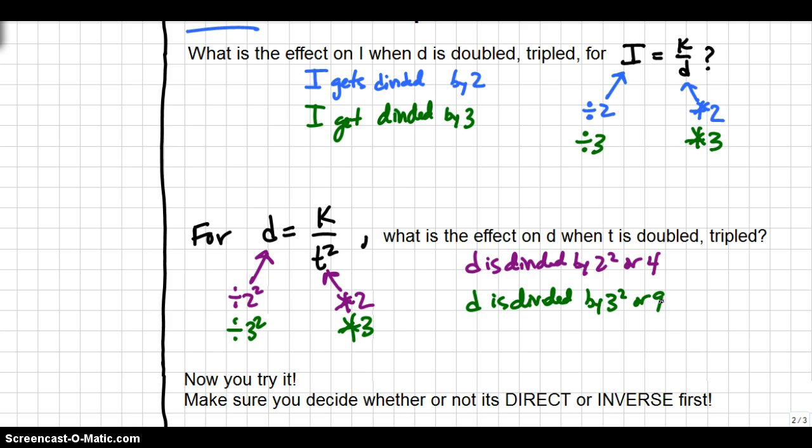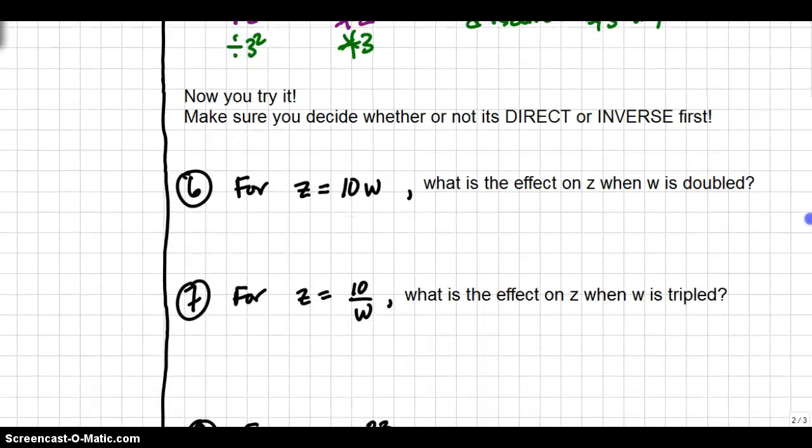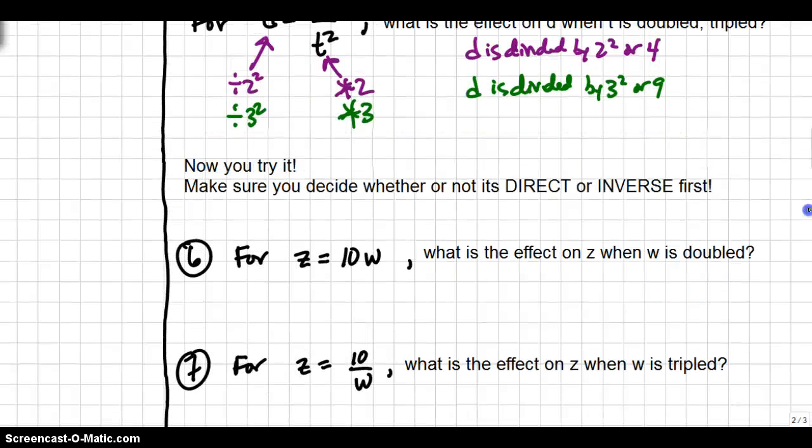So I'd like students to give this a try now. I'm going to give them a mixture of direct and inverse problems to try on their own. Before I have students try them, I just want to quickly review the steps that they want to take. The first thing you should do is decide if it's direct or inverse, because that will dictate how you're going to answer. The second thing you should do is then, based on that, decide if you're going to say multiply or divide.